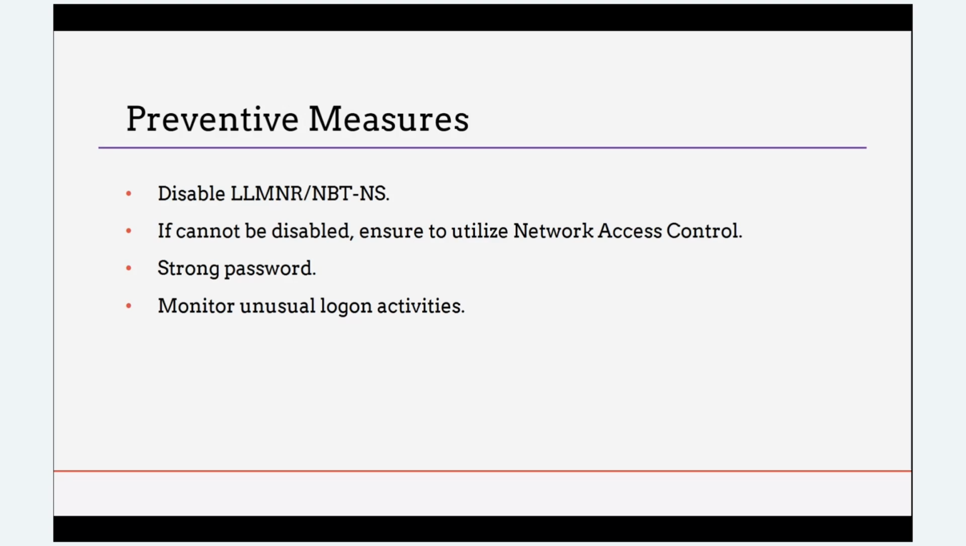And finally, you can also monitor unusual logon activities. In case he logs onto your network somehow, you can use tools such as SIEM tools and take preventive measures to stop the attack right there. For that, you can utilize a good SIEM solution. So this is the overview of the fallback mechanism that Windows utilizes for DNS, and also the LLMNR poisoning attack.